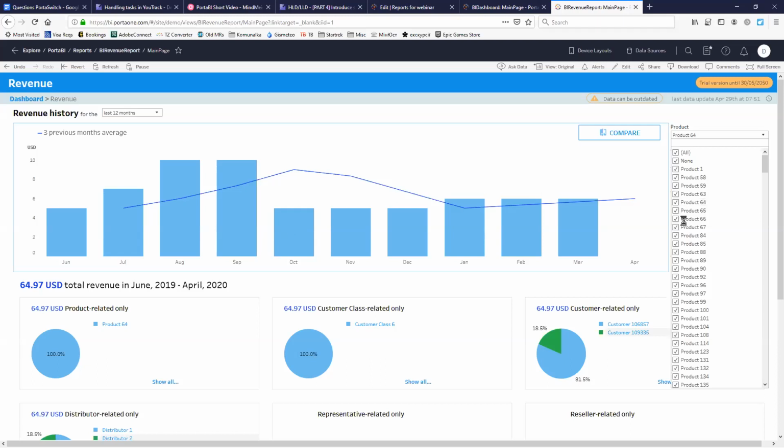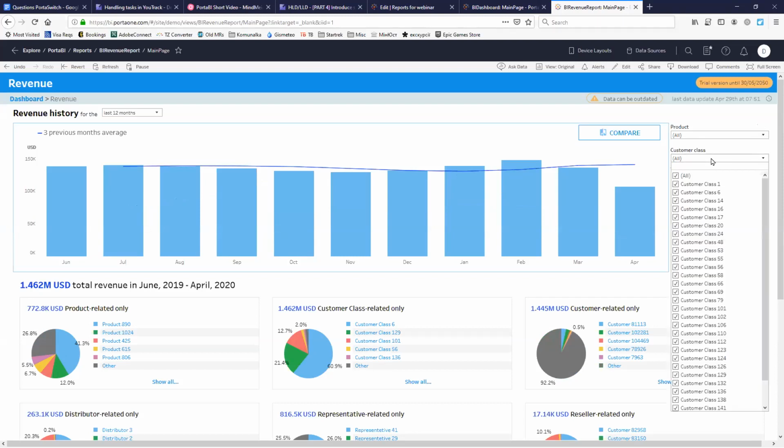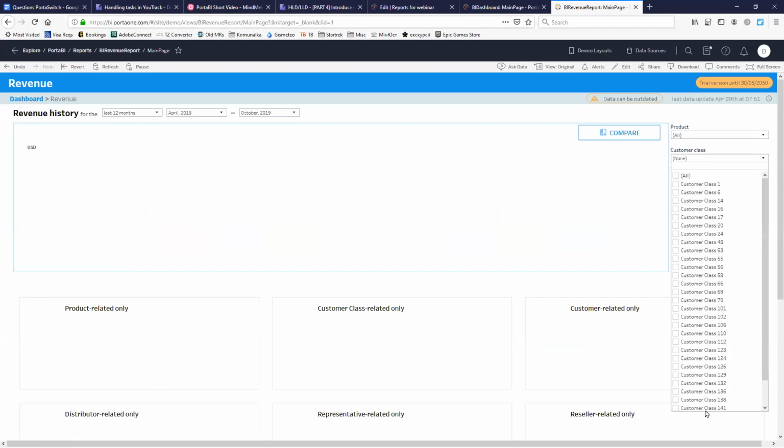Another example, let's say you want to see how your business customers in a specific customer class are performing, like how much revenue they generate. In that case, I'll just choose a customer class. Let's say it's the customer class at the bottom.